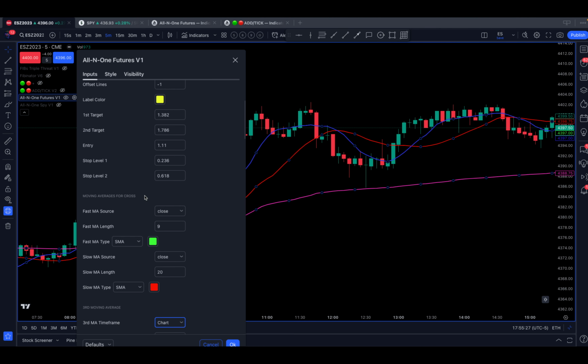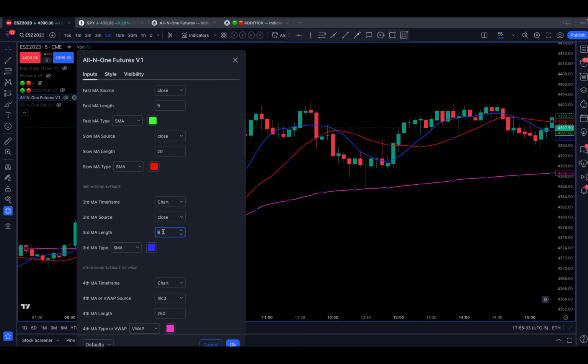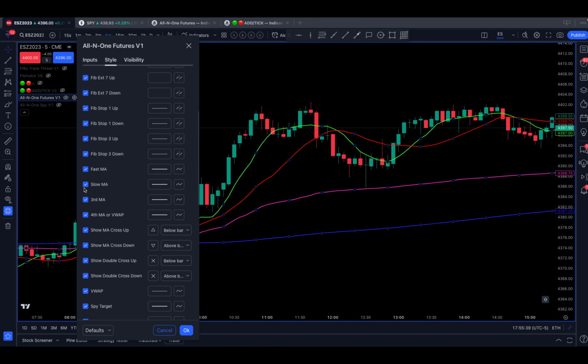If you don't want that many indicators or MAs on your chart, what you could do is go into the style section, scroll down to where it says fast MA, slow MA. That's the top two, like the 9 and the 20, then your third MA and the fourth MA. If you turn those off, it'll turn them off here on the chart. So say you only want 2 MAs on your chart, you'd come into the style section, scroll down to where it says fast, slow, third, and fourth, and turn those off. Say you want the VWAP but not that third MA, you could turn off the third and keep VWAP on there. Again, it's totally up to you.